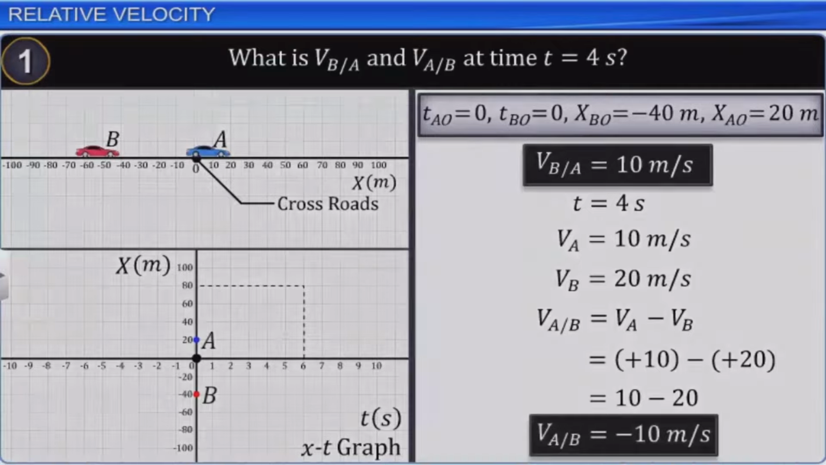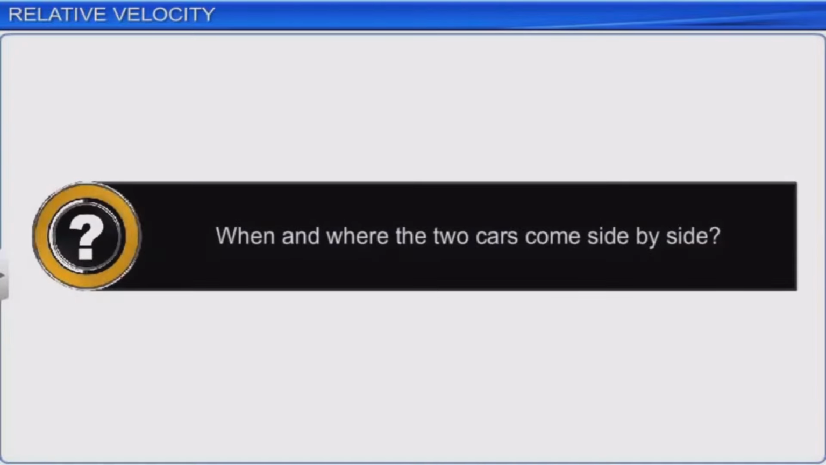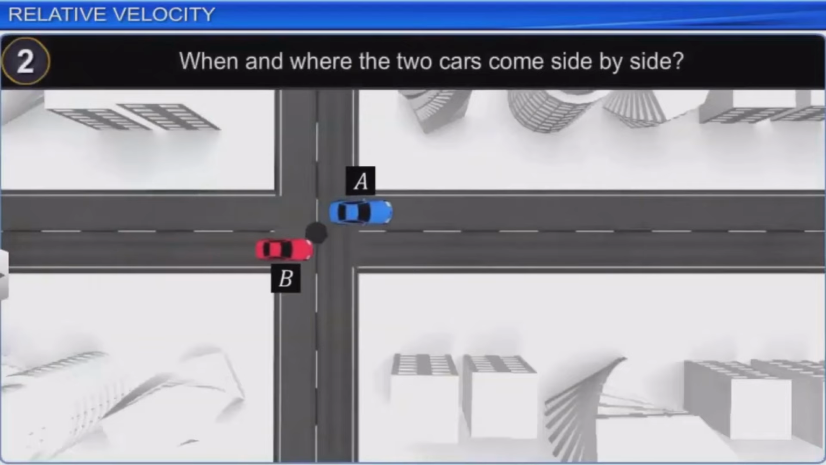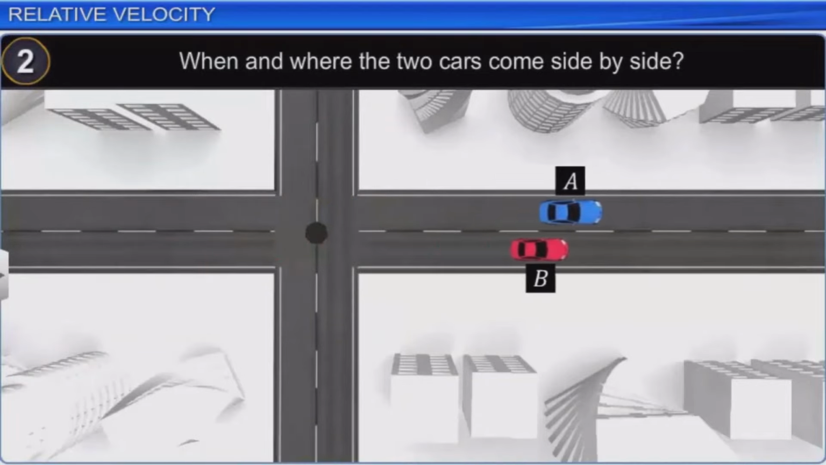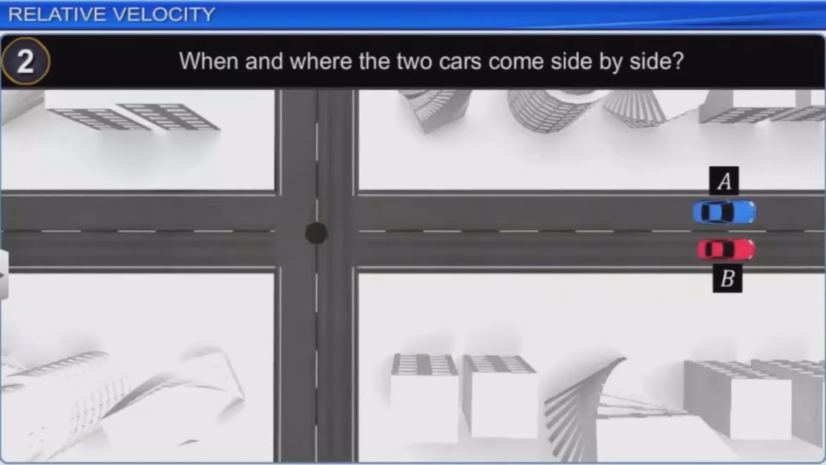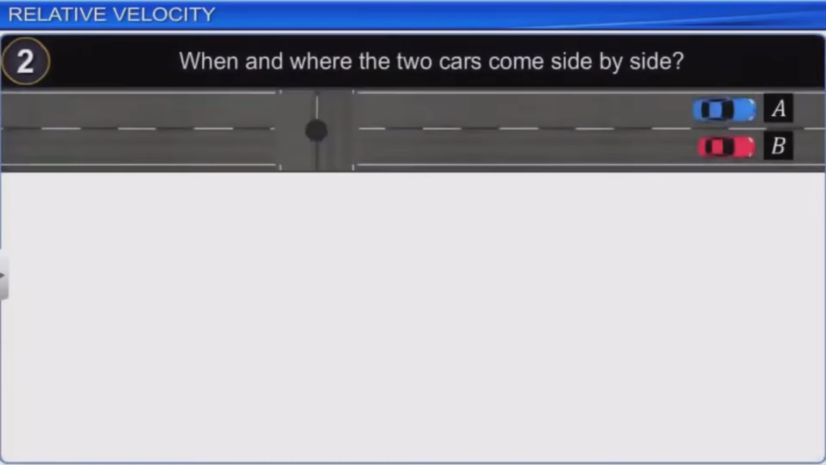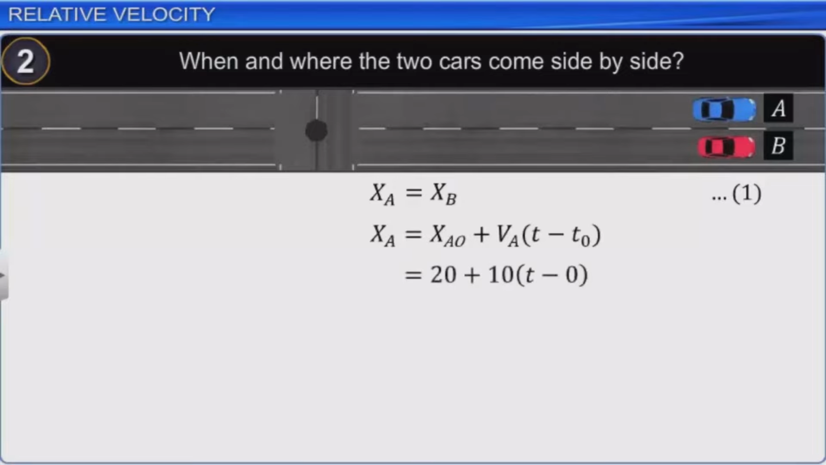2. When and where the two cars come side by side? When the cars A and B come side by side, their position coordinates with respect to the origin must be the same. That is, XA is equal to XB. This can be called equation 1. Here, XA is equal to XAO plus VA into T minus T naught. By substituting and simplifying, we get XA equal to 20 plus 10T. This is equation 2.